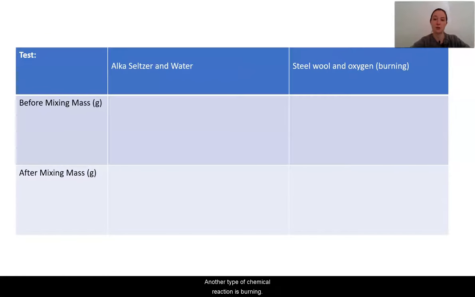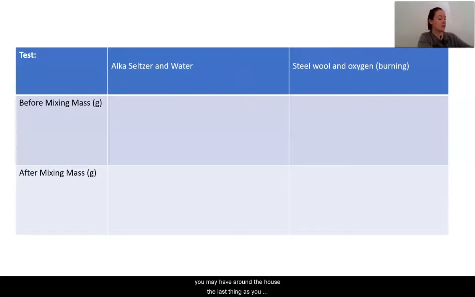Another type of chemical reaction is burning, and we are going to go ahead and burn steel wool. So we are going to take the mass before and after to see how the steel wool changes over time. I'm going to give you a moment to pause the video and gather any supplies that you may have around the house.